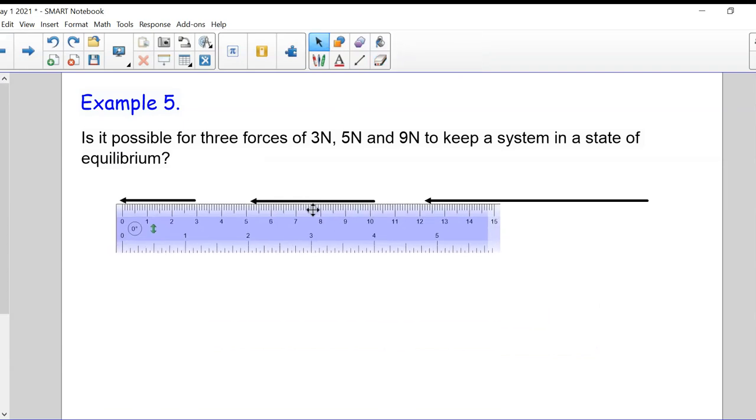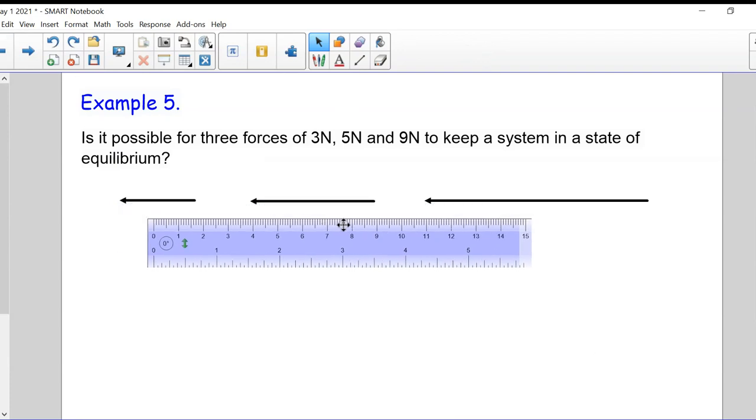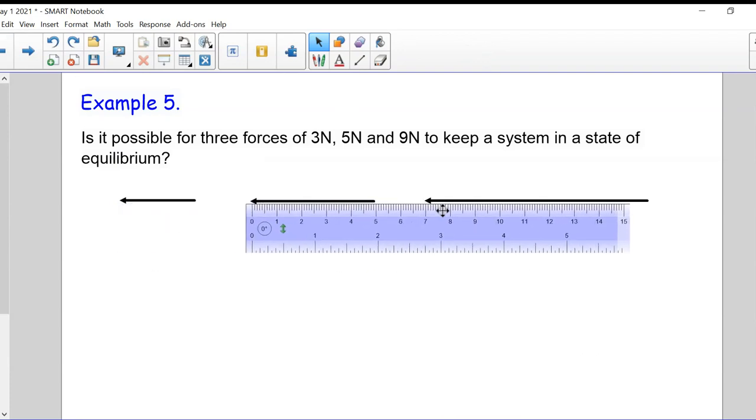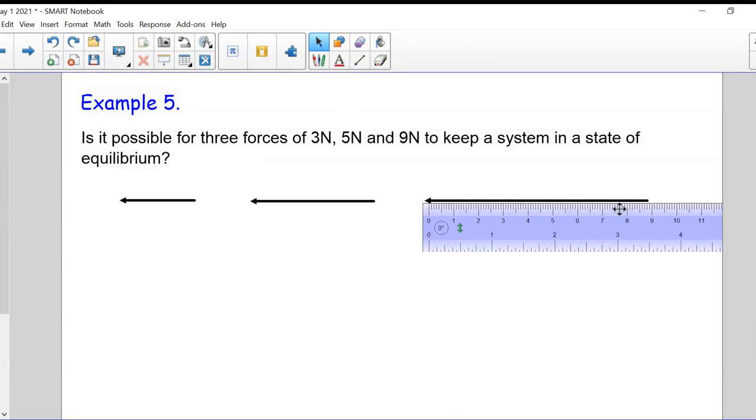So this one is the side that's about 3, well, 3 centimeters, but 3 newtons for our purposes. This one is the one that's about 5, and this one is the one that's about 9, right? Approximately 9. So can I create a triangle out of those three sides? Is there a way that I can tell before I actually try to put them together whether they can create a triangle?